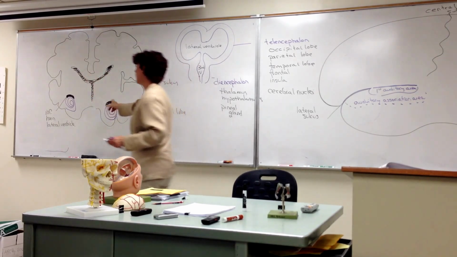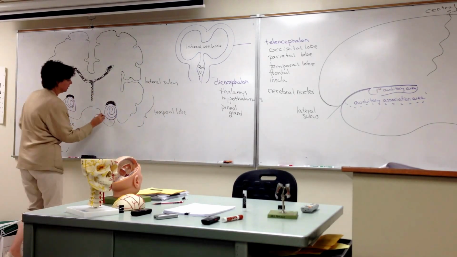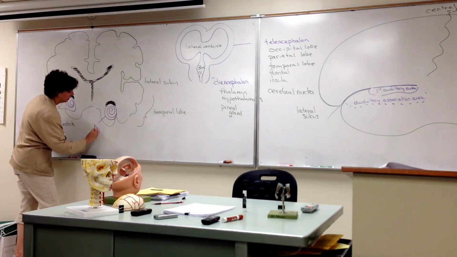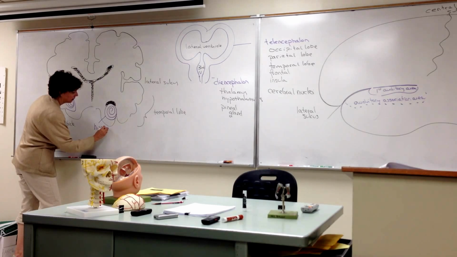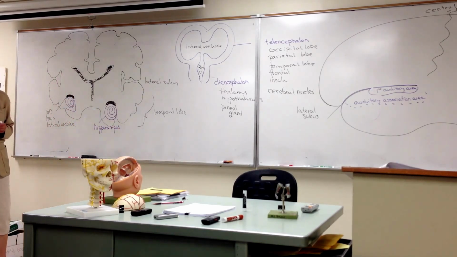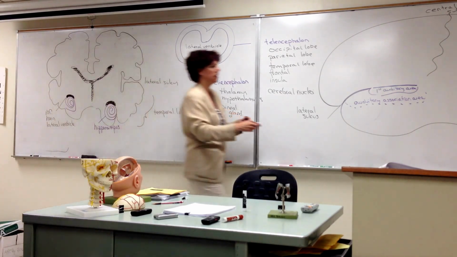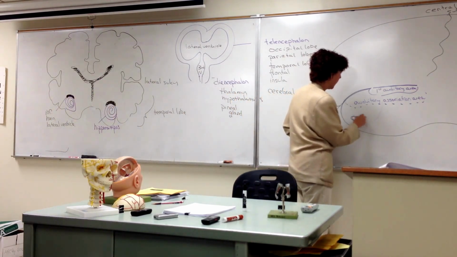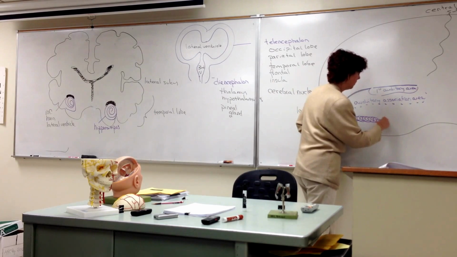All right? So this area of coiled gray matter is the hippocampus. And it's found within the temporal lobe.